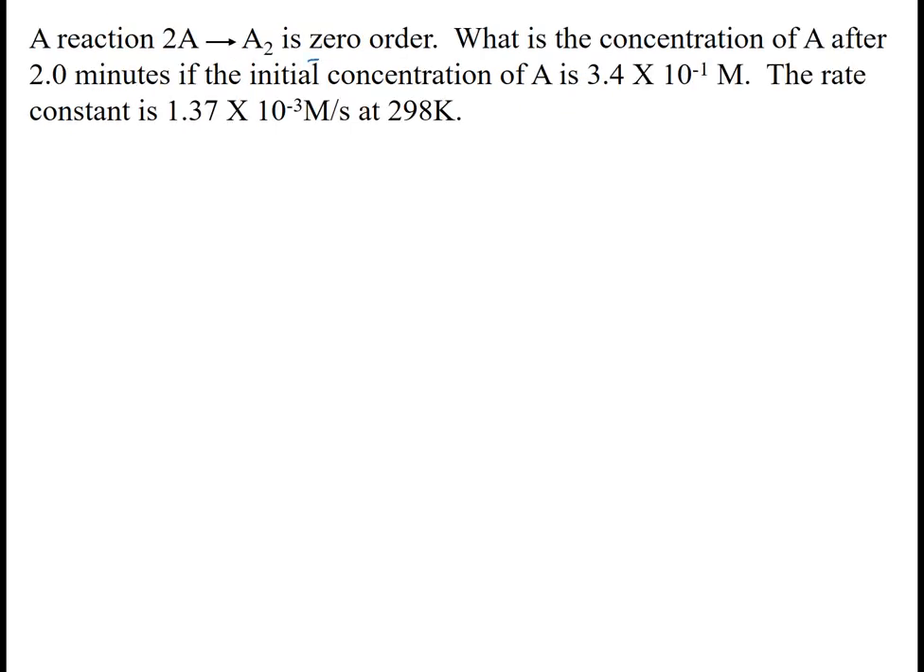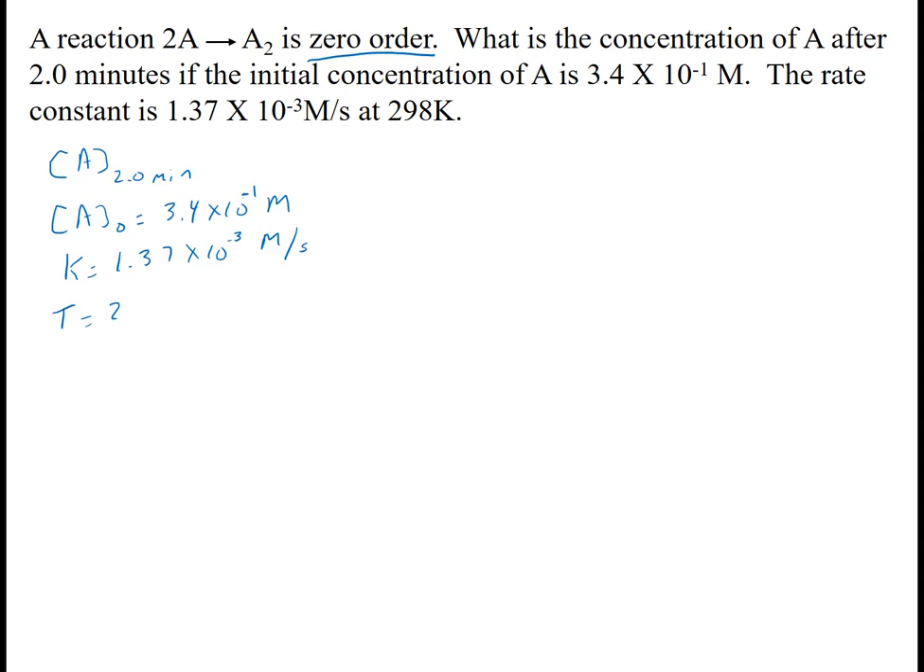So here's a problem with this. Again, this is zero order. It will always tell you in the problem. And they want to know what is the concentration of A after 2.0 minutes. If my initial concentration of A is 3.4 times 10 to the negative 1 molar, the rate constant, so k, is 1.37 times 10 to the minus 3 molar per second. And again, my temperature is given because k is temperature dependent.